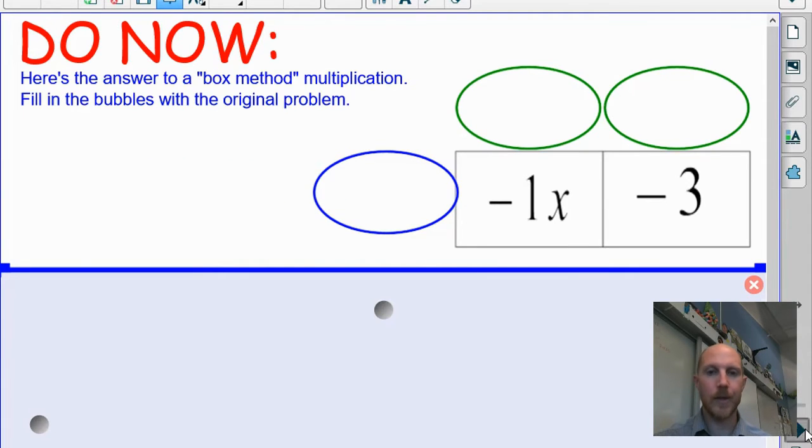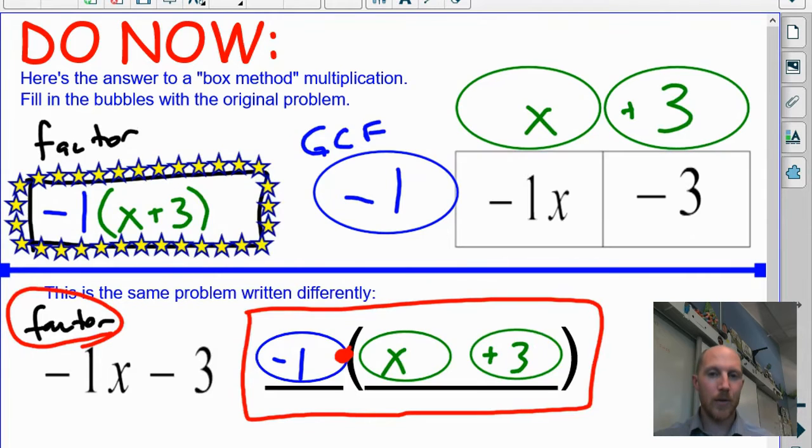All right. So we're going to look at the greatest common factor for those two numbers inside the box. -1 would be the greatest common factor, so that goes on the outside. And then the -1 would need to multiply by what number? That's this x to get the answer of -1x. And this -1x would have to multiply by what number? That'll be +3 to get this answer of -3.